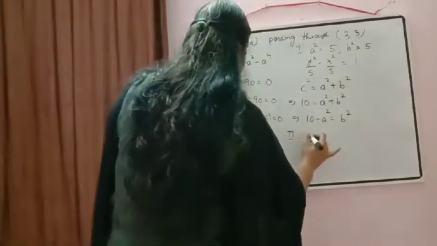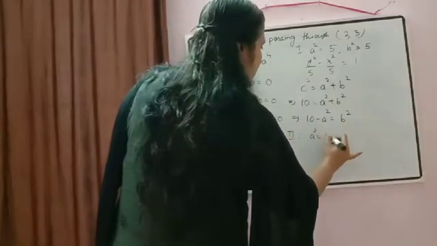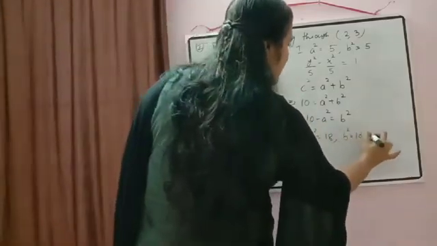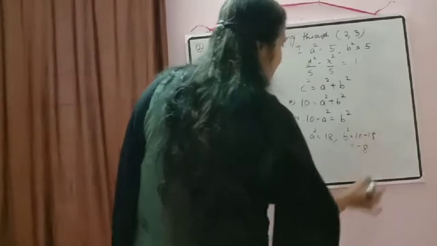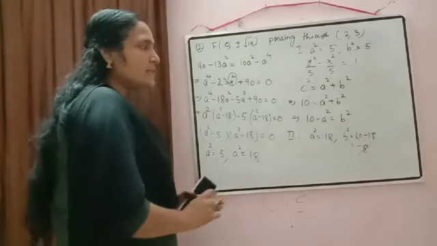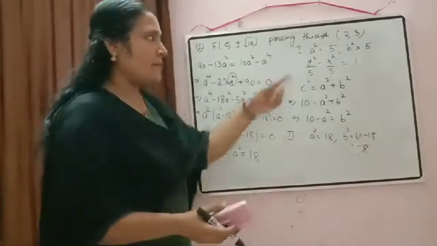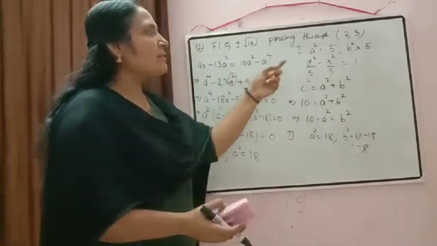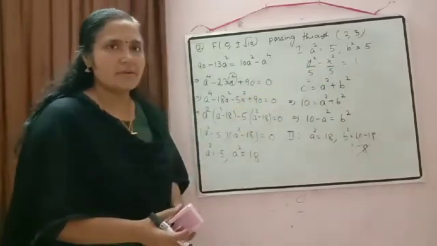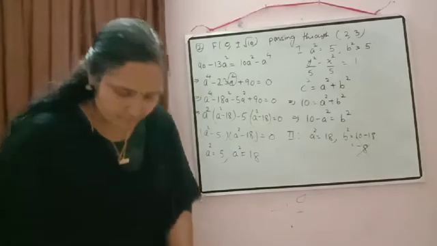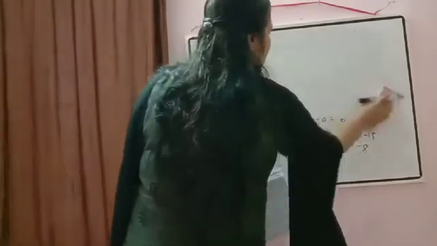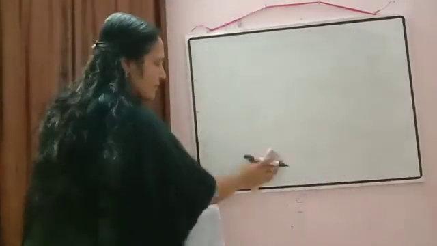Now second case, if a square is equal to 18, then what will come here? We will get b square is equal to 10 minus 18, which will be equal to minus 8. This is not possible. So a square is equal to 18 we will not take. So our equation of hyperbola will be y square by 5 minus x square by 5 is equal to 1. Clear? Okay.